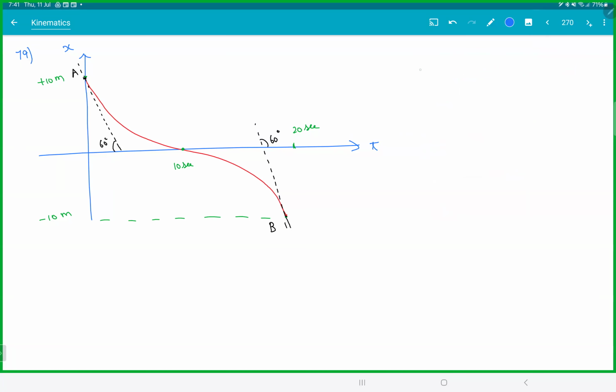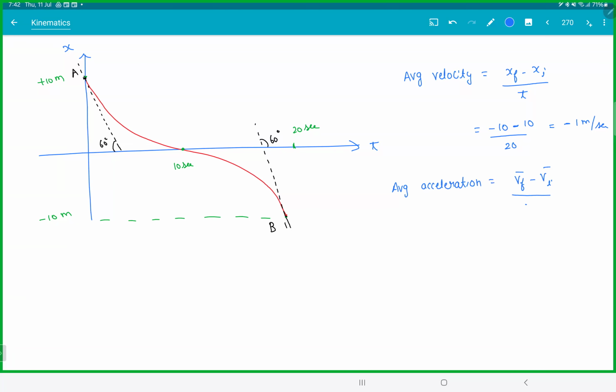First thing, average velocity is simply x final minus x initial by time. What is x final? Minus 10. What is x initial? Plus 10. What is time? 20 seconds. What is the answer? Minus 1 meter per second. Go back to the definition. Average velocity is simply change in position by time. Average acceleration, that is v final minus v initial by time.